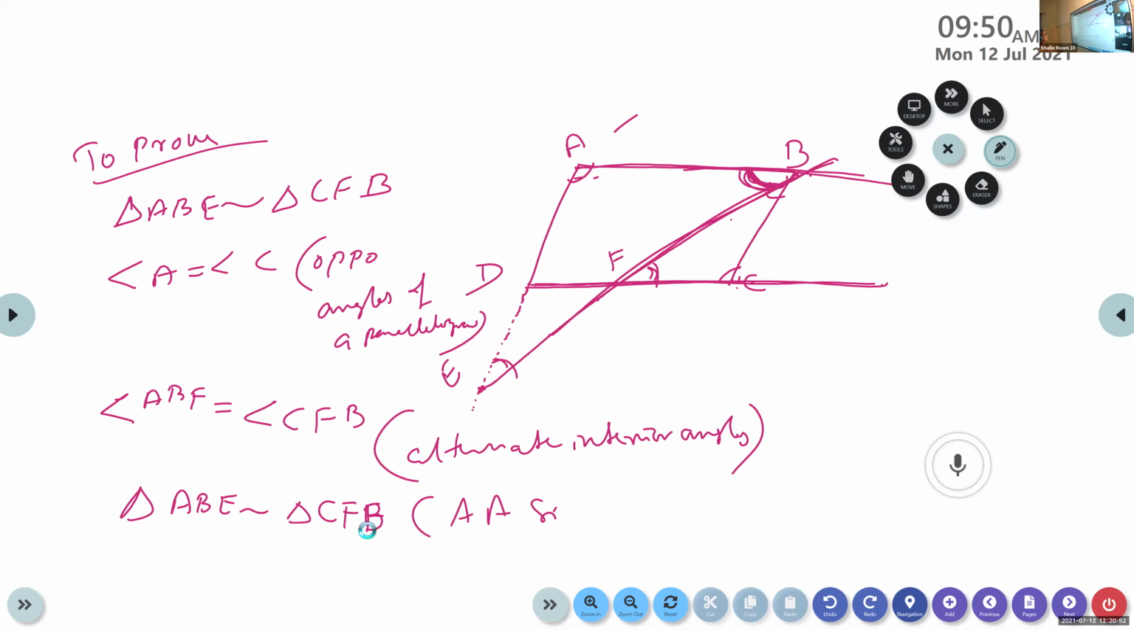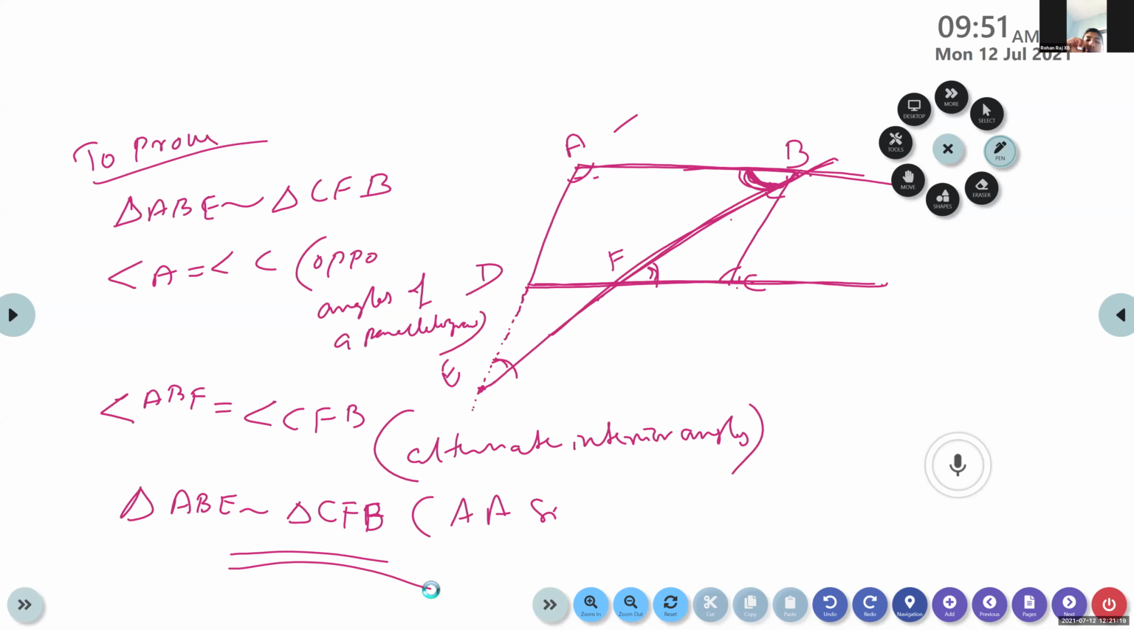AA similarity criteria. The question is very simple, only two lines. You must know to draw the figure and after that go through the similarity criteria. First of all, check whether any sides are given or any ratios of sides are given. If not, you can go to angles. Check whether any of the angles are equal or not.